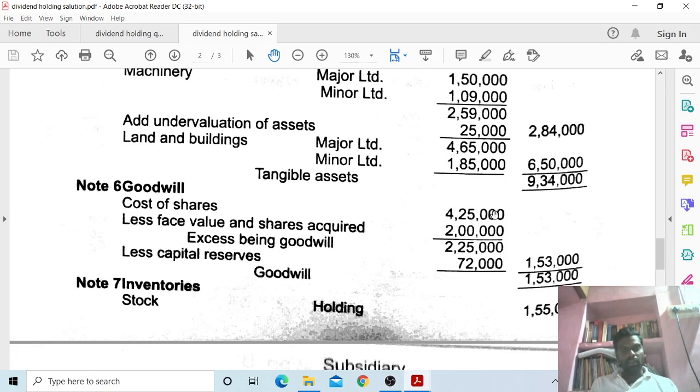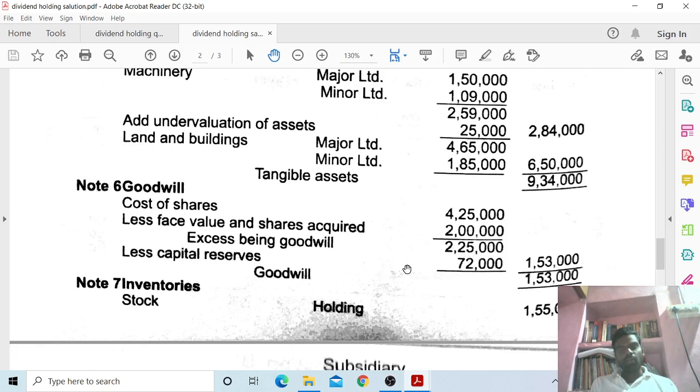Total cost of shares purchased from the subsidiary company by the holding company: 4,25,000 less face value of the shares, 2 lakh rupees. It means 2,50,000 into 80 divided by 100, it comes to 2 lakh rupees. 4,25,000 minus 2 lakh, so excess being goodwill 2,25,000 less capital reserve, whichever is higher. Goodwill 2,25,000 is more.